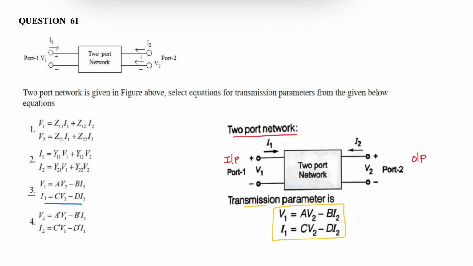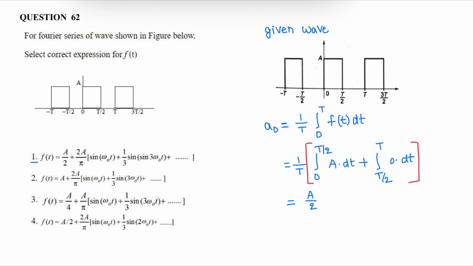So here correct answer is option 3. Question number 62. For a Fourier series of waveform shown in figure below, select the correct expression for f of t. So this is the waveform given. For this periodic waveform, we need to calculate the Fourier series.